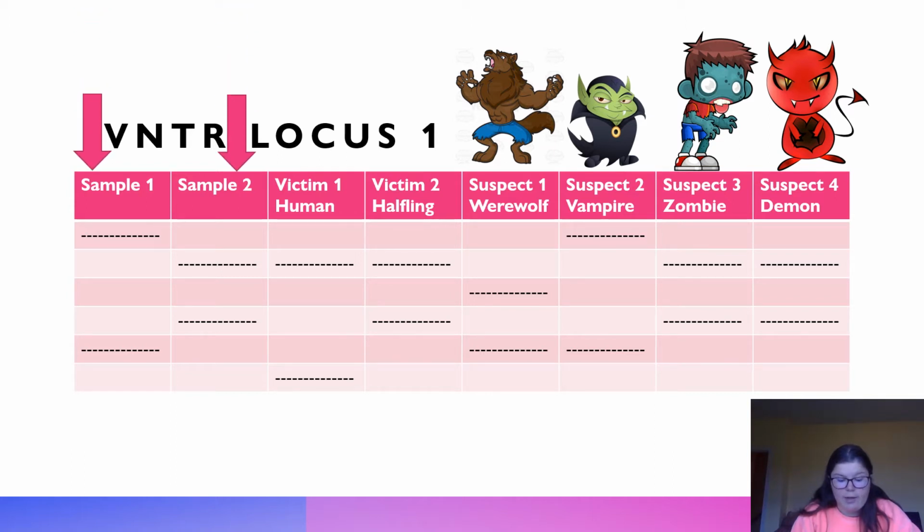After that, we have victim 1 and victim 2, and then our four suspects: a werewolf, vampire, zombie, and then a demon. And so where there are dashes, there's a gene, and where there are not dashes, there is no gene. So this will help us figure out who left behind evidence at a crime scene.